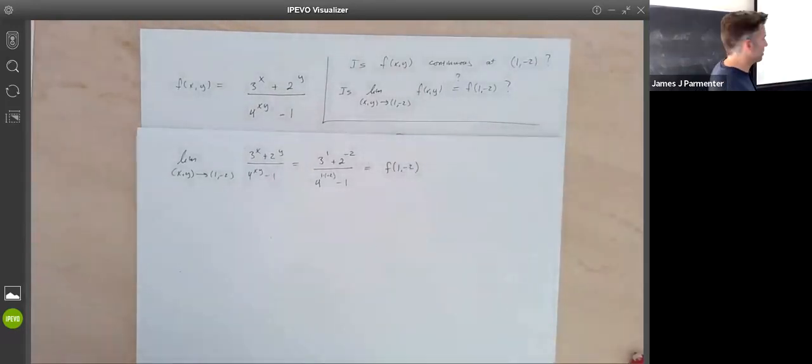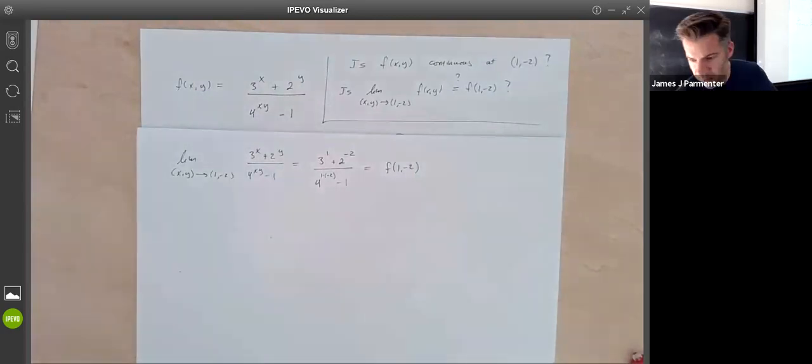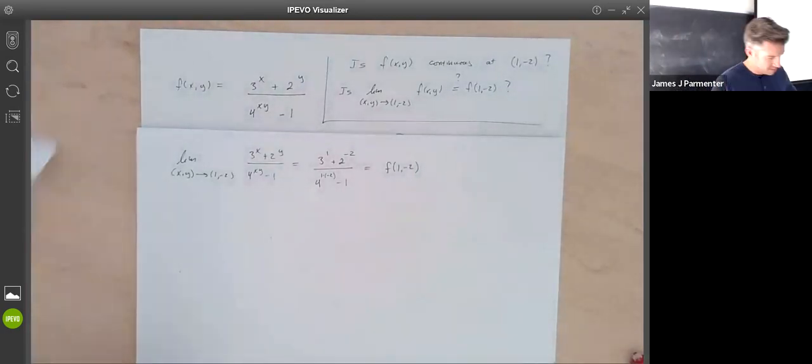Yeah, most functions are continuous where they're defined in this context. Oh, I was looking for my example of something that wasn't.